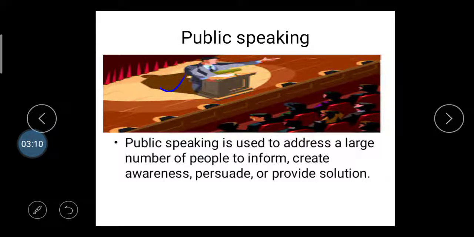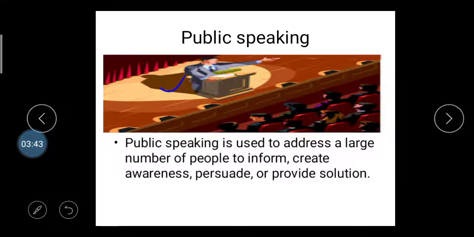Then take the simplest example: sometimes you have to perform in front of an audience in the auditorium hall in your college, so it's called public speaking. Sometimes at farewell parties you also have to speak in front of your classmates, your teachers, your professors, so it's called public speaking. Where there is a large group in the audience, at that time you have to speak in front of them, and that is called public speaking.